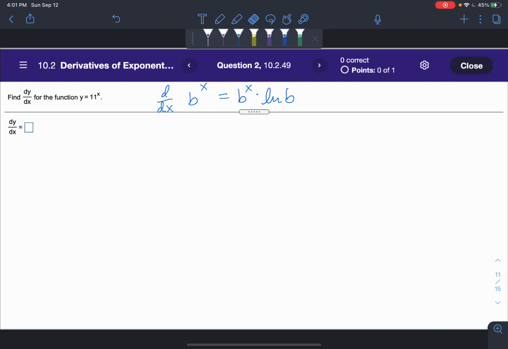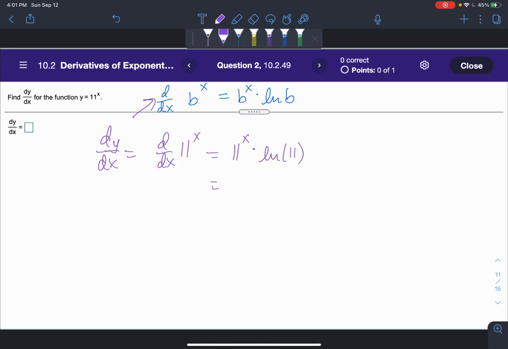Okay, so let's find dy dx as d dx of 11 raised to x. So we can use this formula again. So my derivative is the base 11 raised to x times the natural log of the base, which is 11. So that's probably the simplest we'll get it as natural log of 11.